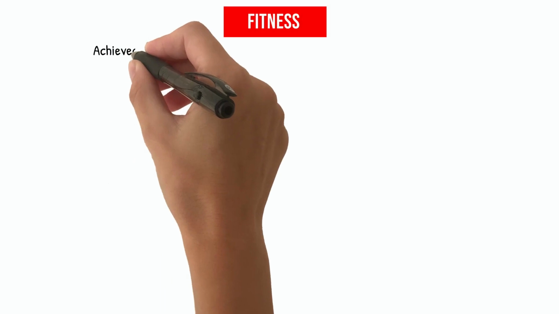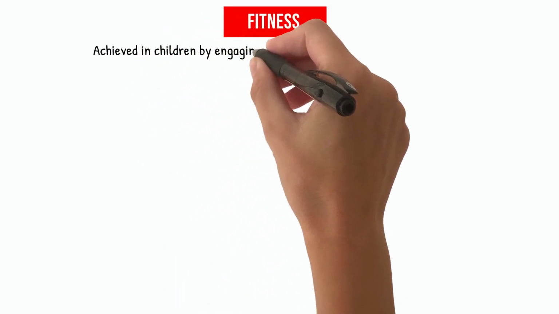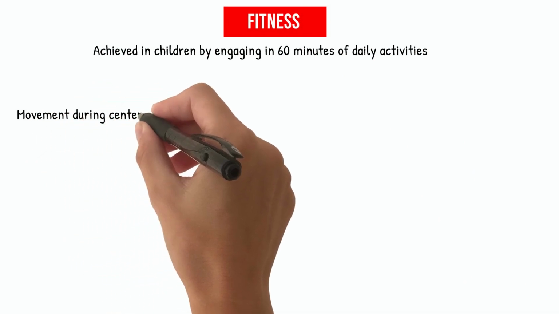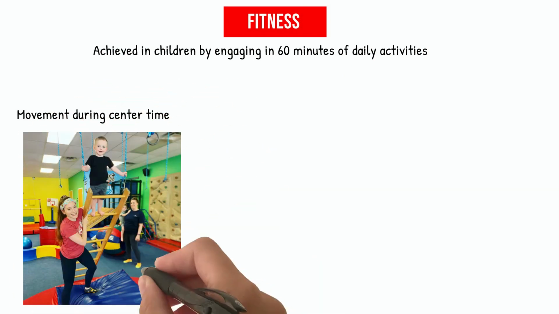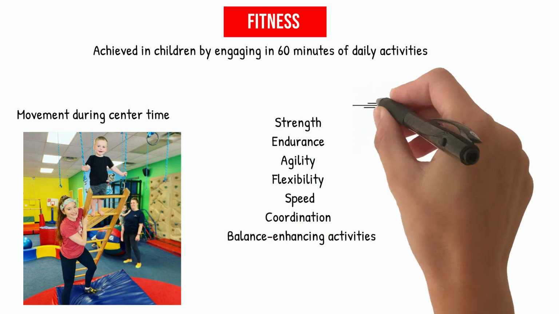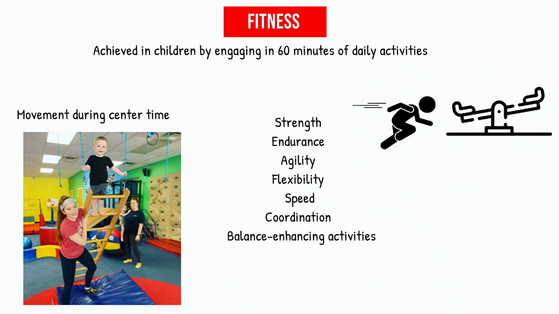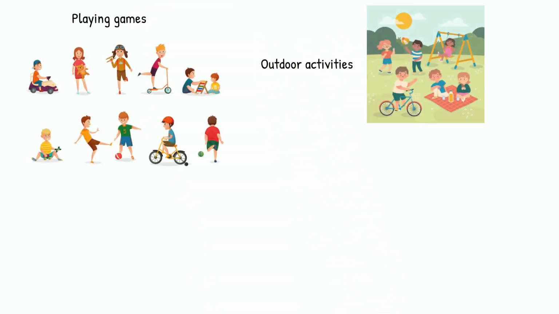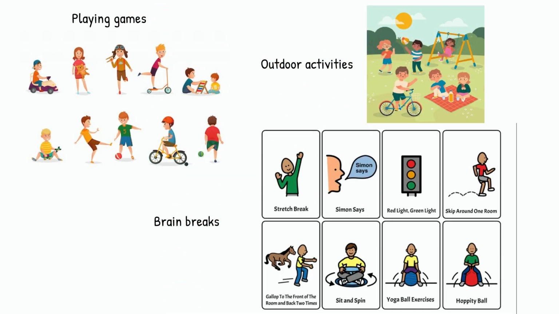Fitness. Physical fitness can be achieved in children by engaging in 60 minutes of daily activities that include movement during center time, strength, endurance, agility, flexibility, speed, coordination, and balance-enhancing activities, playing games, outdoor activities, brain breaks, especially for older children.